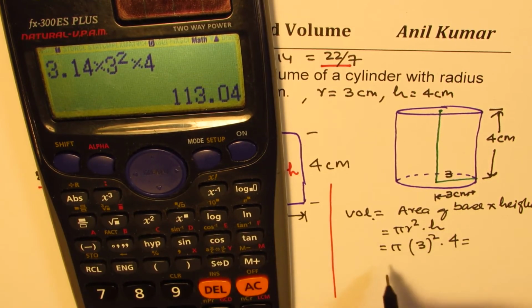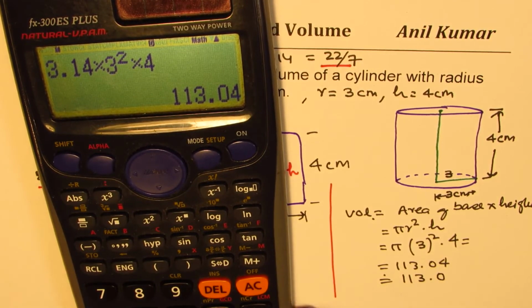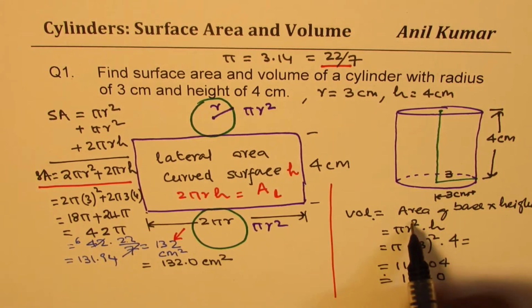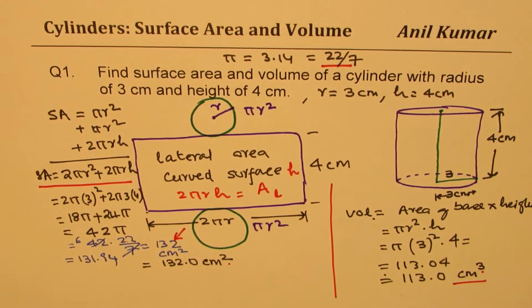In decimals, we get the value 113.04, which could be rounded to 113.0. Now, the last part here is about units. We have used centimeter, r square h, that means centimeter cube. So always when you have volume, write cubic units, and for area, square units. Perfect. So I hope that gives you a fairly good idea to calculate basic surface area and volume for a given cylinder. Correct? Let's move on and take some interesting questions which can be tricky.